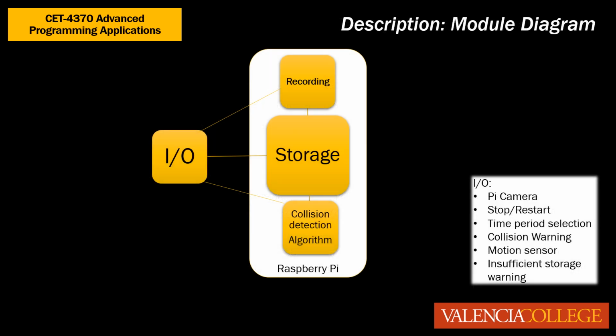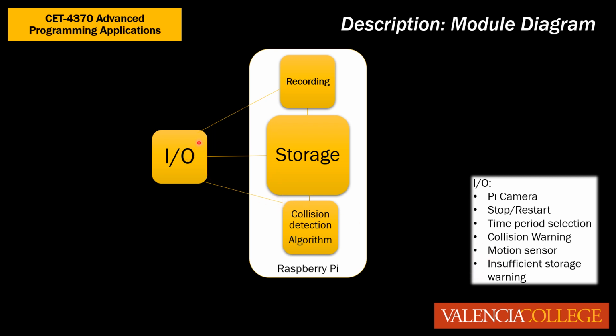So let's go over a little module diagram that I prepared for this. Here we will have our Raspberry Pi system. Within it, we will have our three main modules: recording, storing, and collision detecting. Within it, we will have our I/O devices, which will be our cameras, many buttons, and our collision warnings, our motion sensor, and so on.